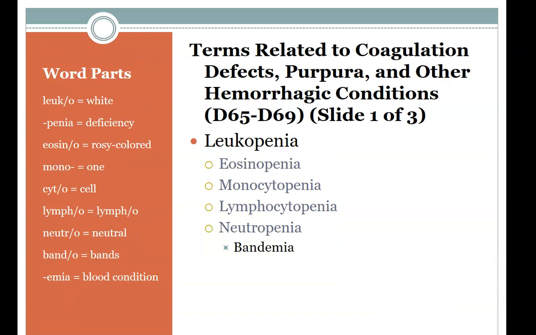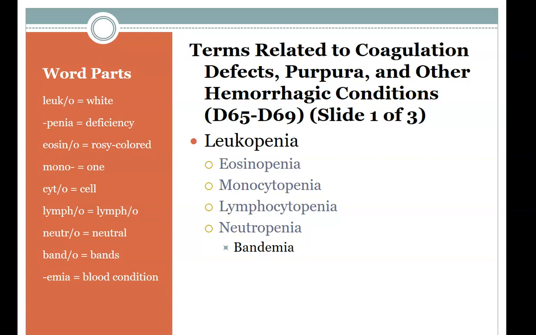Terms related to coagulation defects, purpura, and other hemorrhagic conditions. Leukopenia is an abnormal decrease in white blood cells. Specifically, these would be neutropenia, eosinopenia, monocytopenia, and lymphocytopenia. Note that bandemia is an increase of immature neutrophil bands that may indicate an infection.